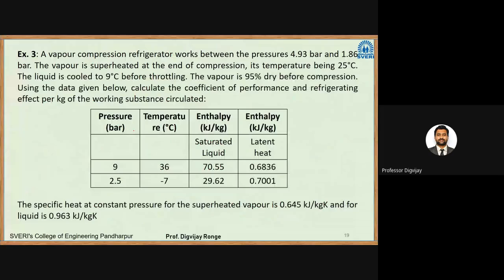So the example is in front of you. I advise you to be ready with notebook and pen, and write down the given data. You read the problem, and we'll write the given data.